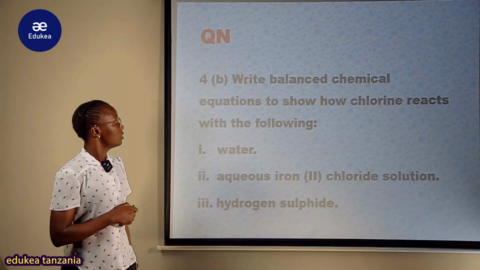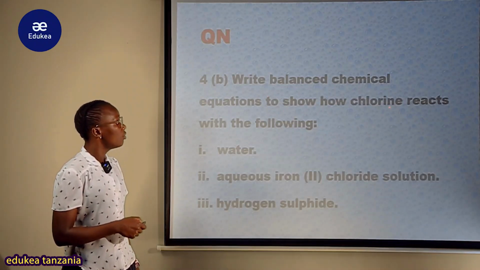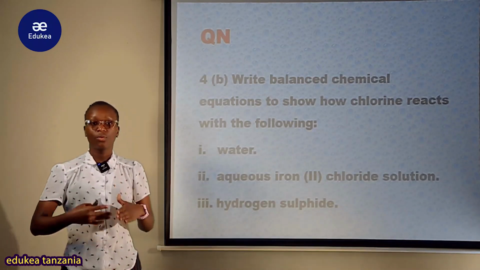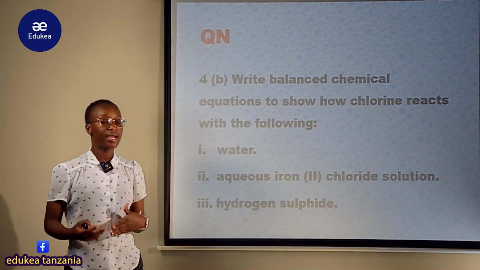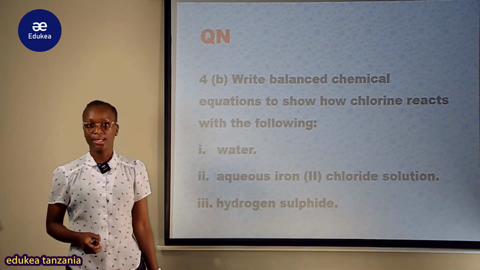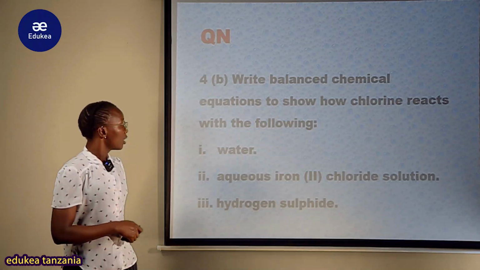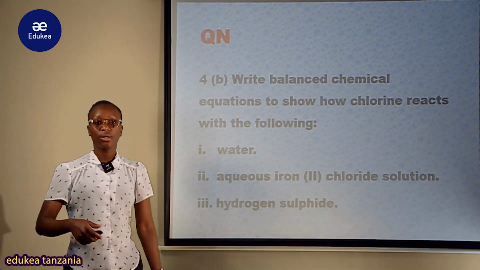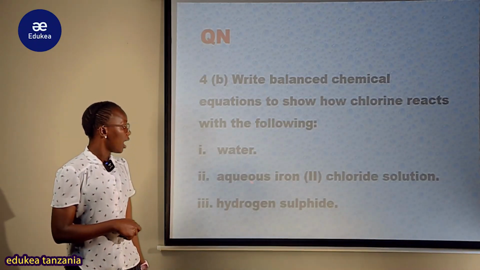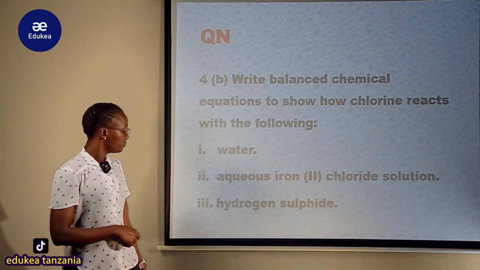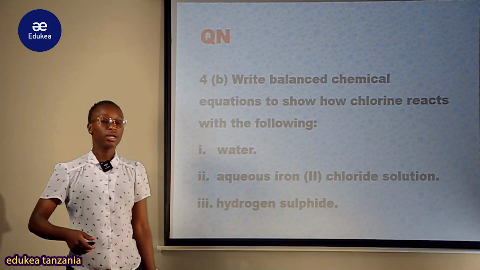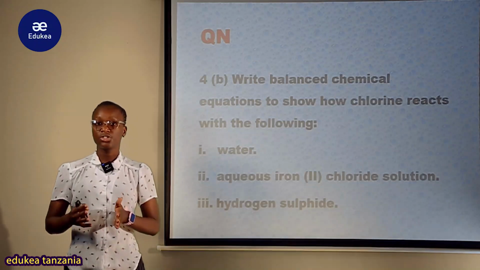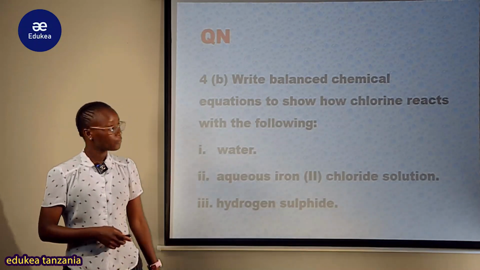Part B, the question is that write balanced chemical equation to show how chlorine react with the following. Kwamba umepewa chlorine, kwamba uonyeshe sasa balanced equation kwamba chlorine ikireact na the following compound tunapata kitu gani. You have to show their balanced chemical equation. So Roman 1 is chlorine when it reacts with water, but also Roman 2 is chlorine when it reacts with the aqueous iron 2 chloride solution. But also Roman 3 is how chlorine reacts with the hydrogen sulfide. Tunatakiwa tuonyeshe balanced chemical equation. Kwa lazima tutareactisha chlorine na hizo compound ili tuweze kupata product.